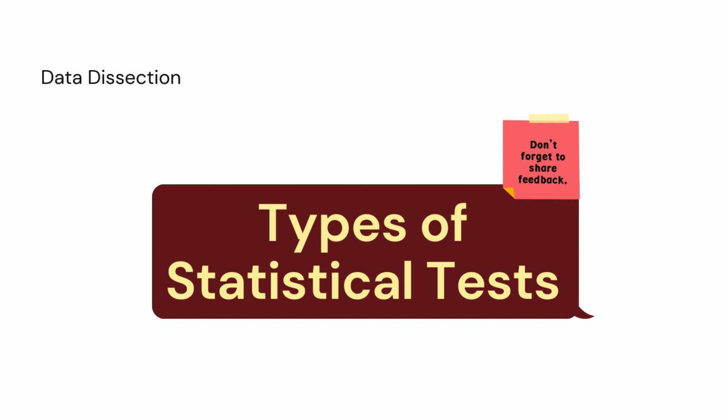Hi everyone. So today we will see the types of statistical tests, like the types that are taken into action when data scientists are solving problems or comparing their data sets. Primarily, there are two types of tests, which are parametric and non-parametric. So we will see their uses.